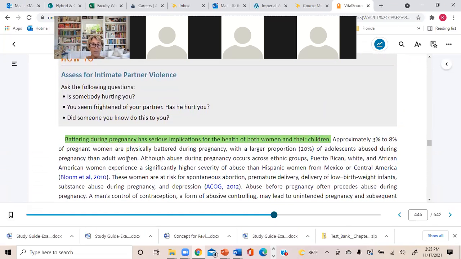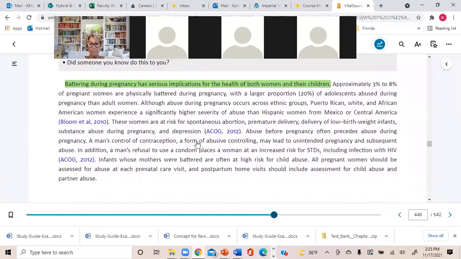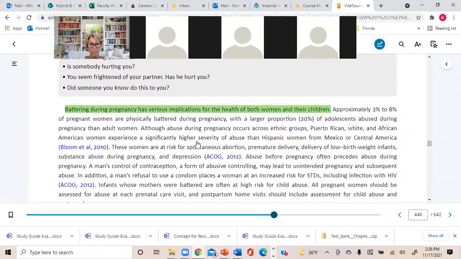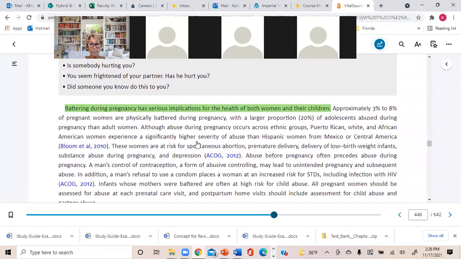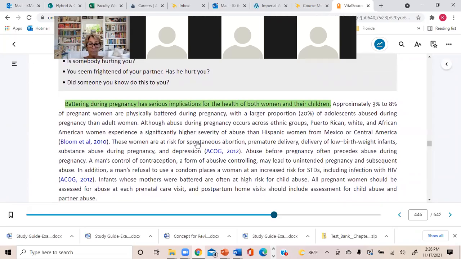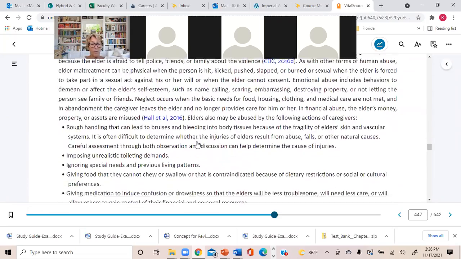And then the last part of this is that battering during pregnancy has serious implications for the health of both the woman and the baby. And it's a growing concern, especially with teen pregnancy. And that's just a fact.